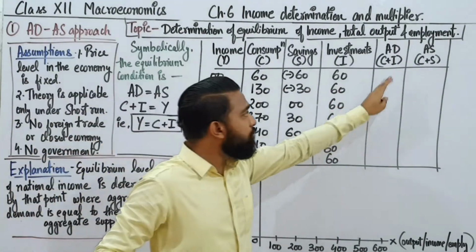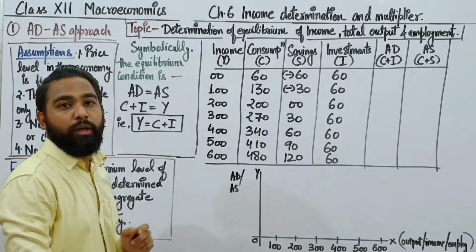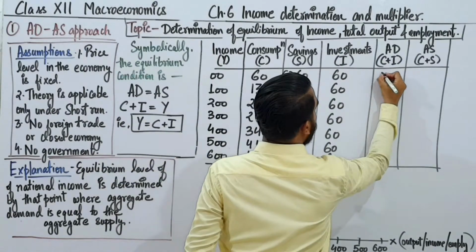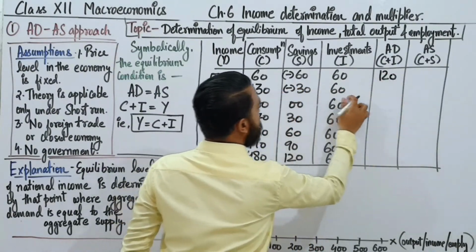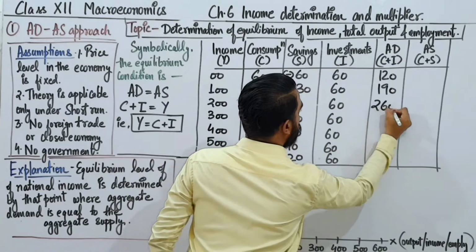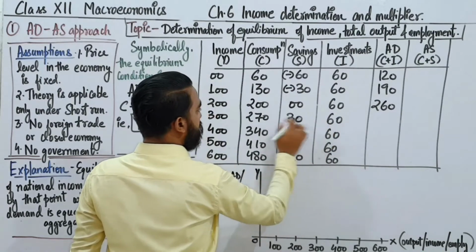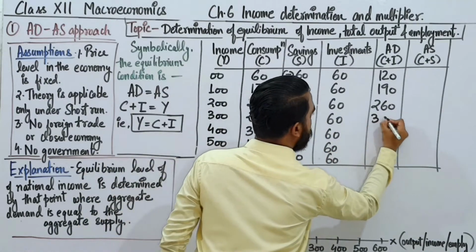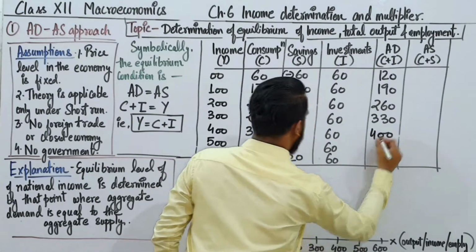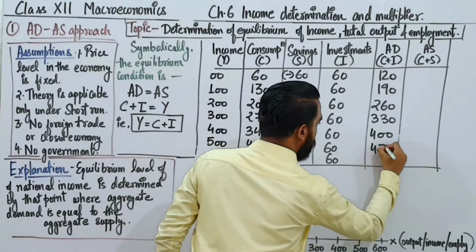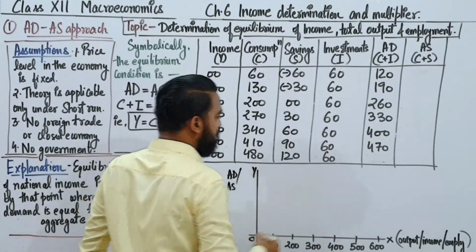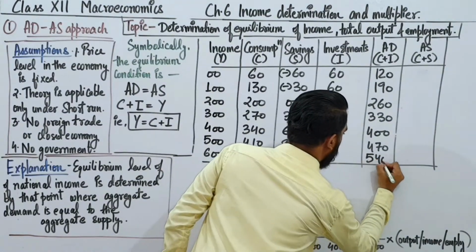Now, aggregate demand. You need to calculate the aggregate demand now. You know the formula, it is C plus I. C plus I is 120, then 190, 260, 330, 400, 470, and the last, 480 plus 60, it will be 540.